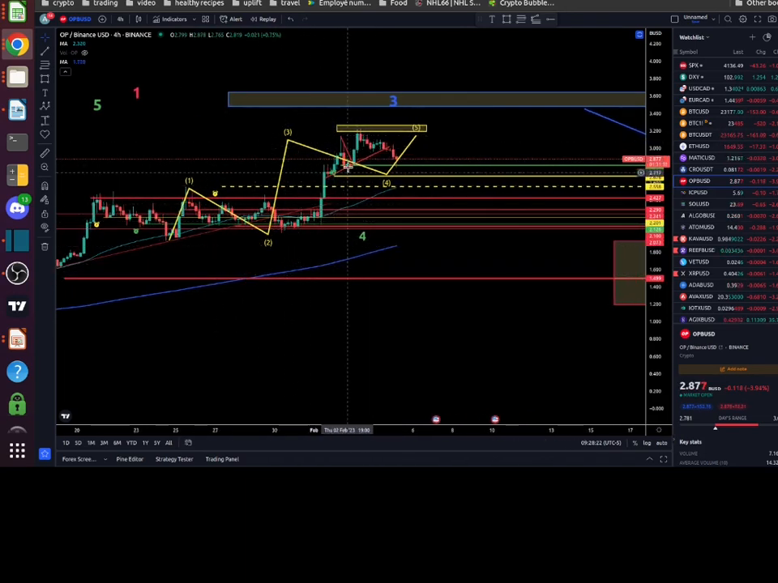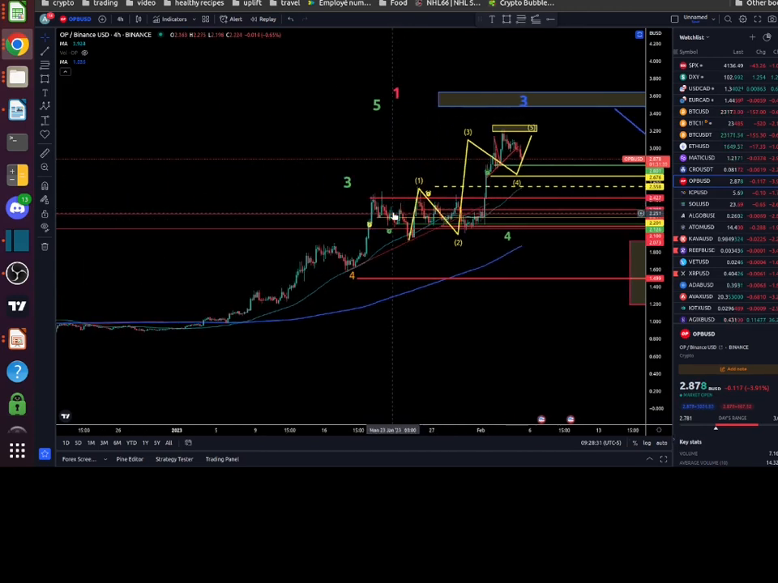And yeah, maybe this is the beginning of the wave A. But it's too early to say. Okay, so this is all for today. Hopefully, you managed to take some profit on the way.